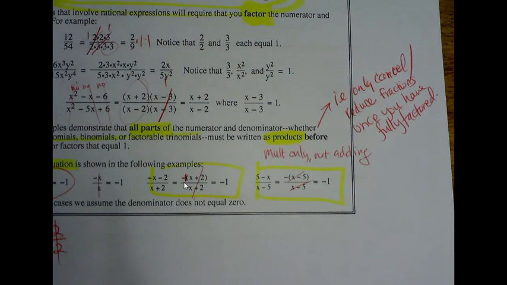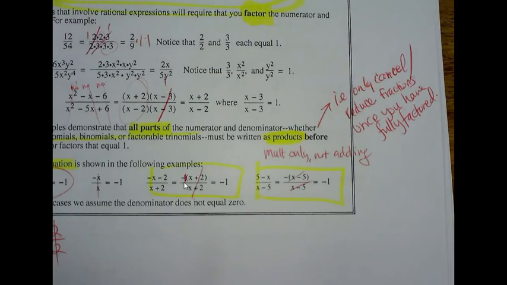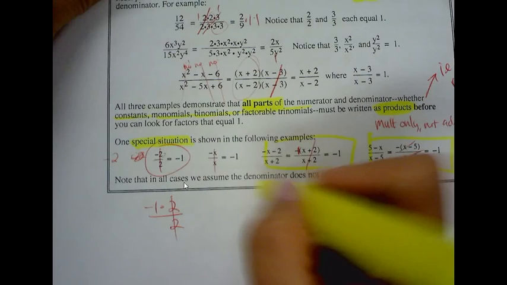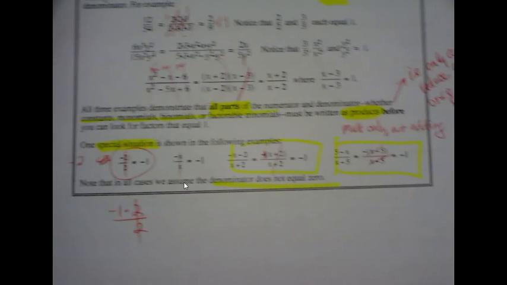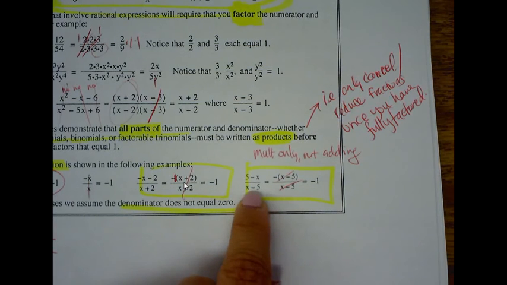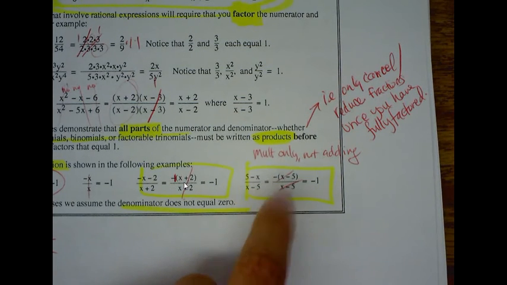Note that in all these cases, we assume that the denominator doesn't equal 0. Why do we assume that? Because you're not allowed to divide by 0. So for here, what do we know? That x cannot be 5. Because if x was 5, then this would be 5 minus 5, and we get 0, and we can't have that. Does that make sense?